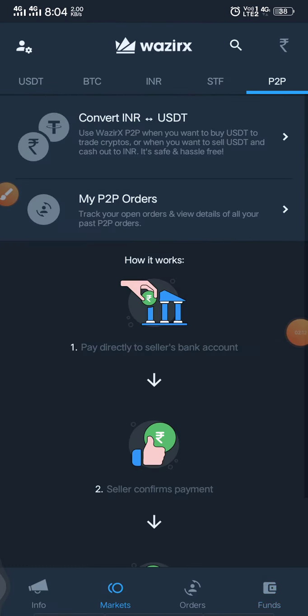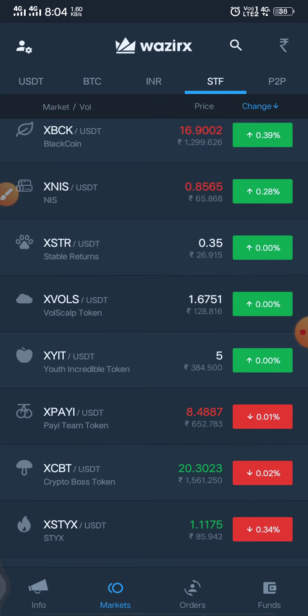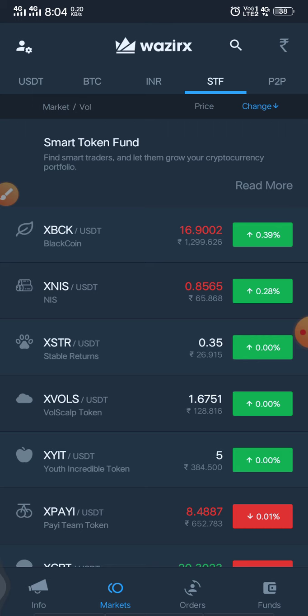So come to the market, you can see STF. Suppose you don't want to trade in cryptocurrency and you don't want to invest in that, or you don't have enough time to trade in that. Okay, so there are some fund managers available, and it works like a mutual fund only. Some fund managers are collecting your money, investing it in cryptocurrencies and growing your portfolio.